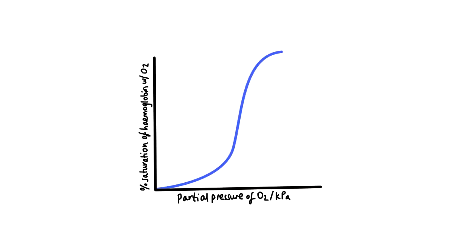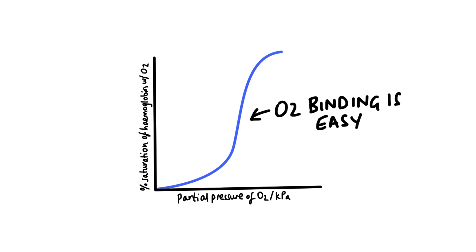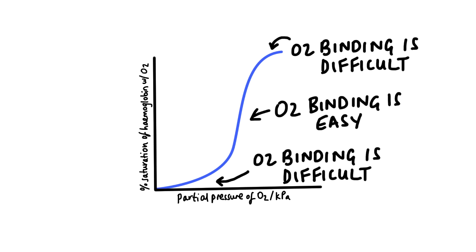But then, as the hemoglobin becomes more saturated, it is harder for the oxygen to bind to it. Steep sections of the dissociation curve are where O2 binding is easy, since hemoglobin has a high affinity, but the shallower sections are where O2 binding is difficult.